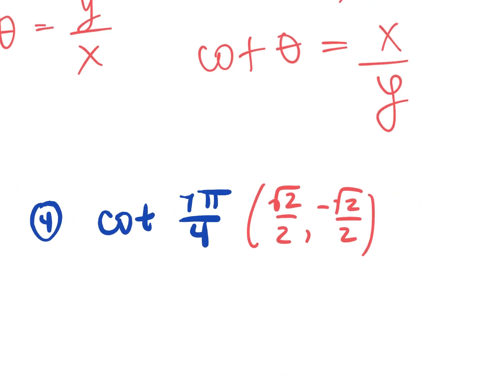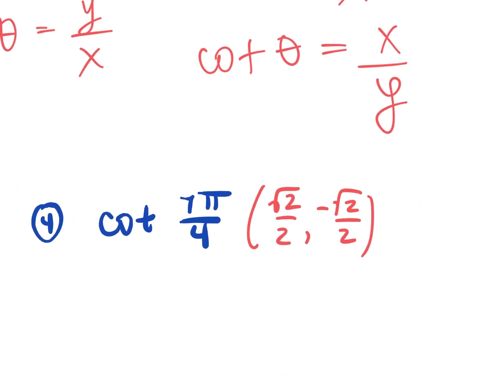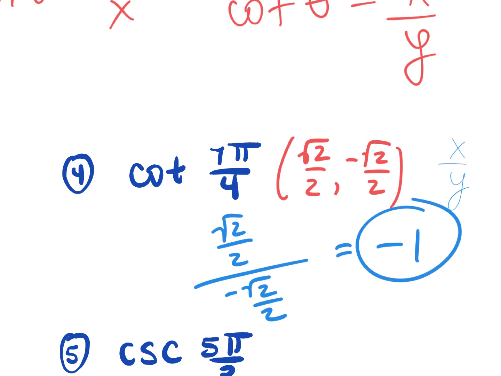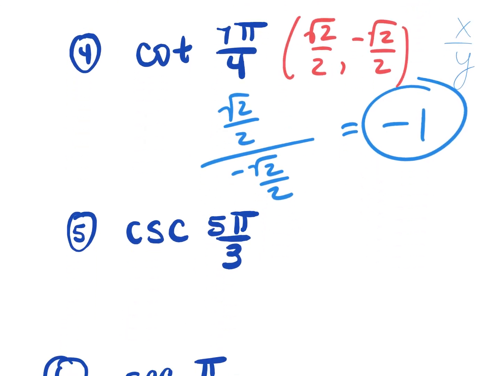Okay, now guys, think about what our ratios are. What is cotangent? It's x over y. So take the x value, square root of 2 over 2, divided by the y value, negative square root of 2 over 2. What do you notice about this, guys? It's the same thing divided by itself, right? So what does it equal? 1. If one of them's positive, one of them's negative, what is this going to be? Negative 1. Good.